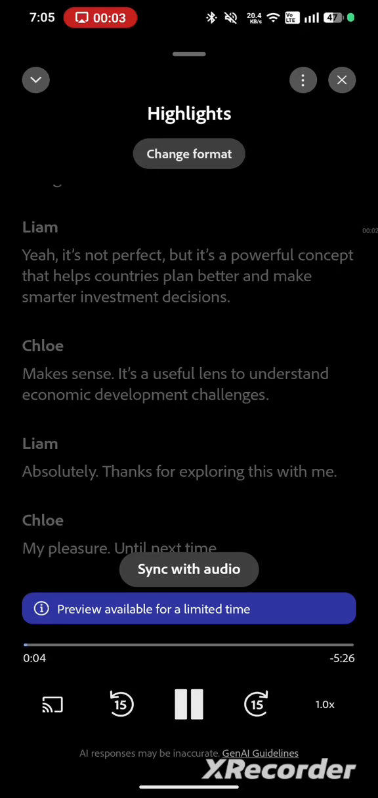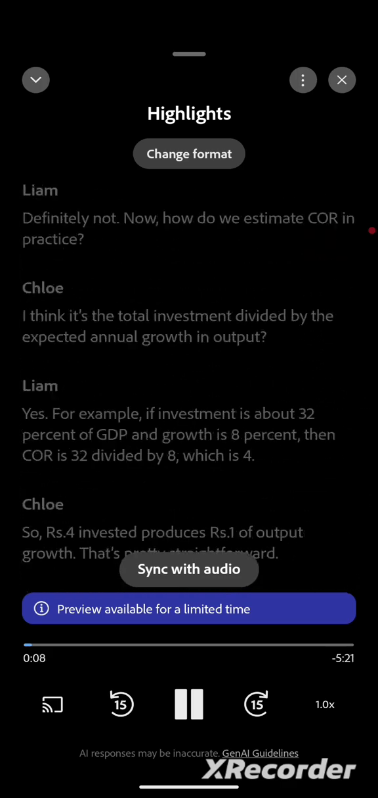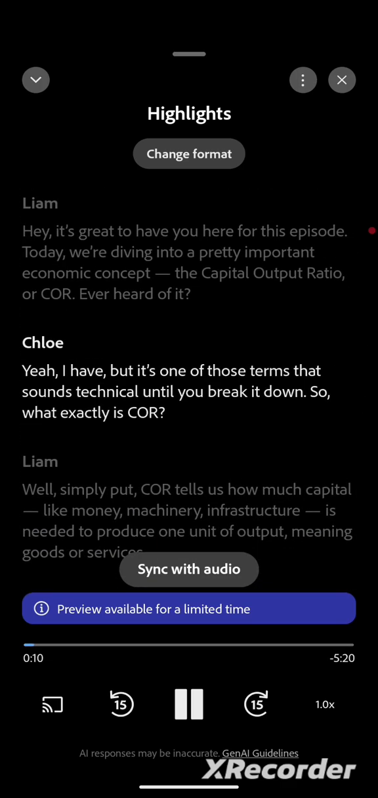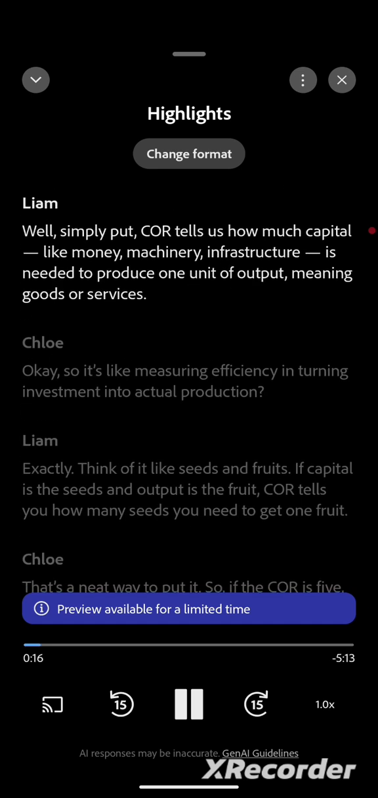Today we're diving into a pretty important economic concept, the capital output ratio, or COR. Ever heard of it? Yeah, I have, but it's one of those terms that sounds technical until you break it down. So what exactly is COR? Well, simply put, COR tells us how much capital, like money, machinery, infrastructure, is needed to produce one unit of output, meaning goods or services.